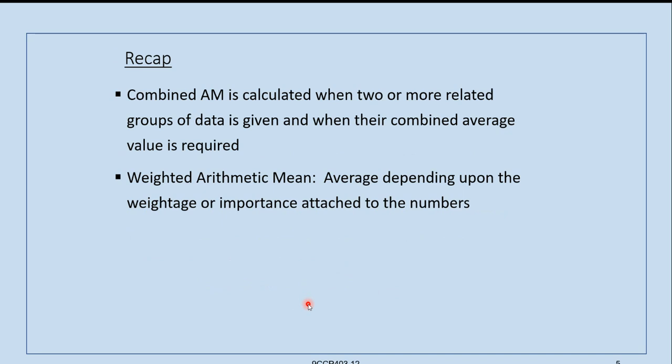We have also seen combined arithmetic mean when two or more related groups of data are given. And weighted arithmetic mean, because arithmetic mean depends on the weightage or importance attached to the class interval. How to consider the weights and calculate the weighted arithmetic mean.